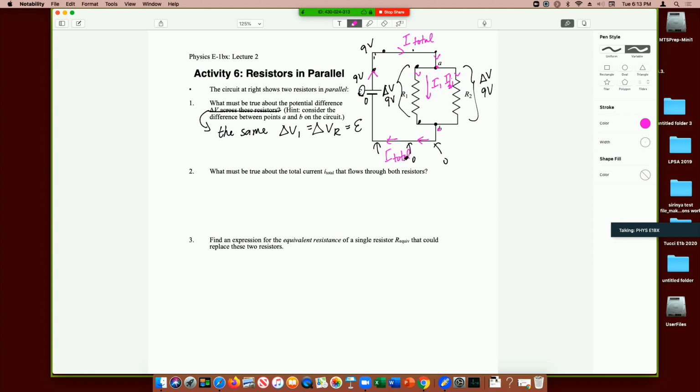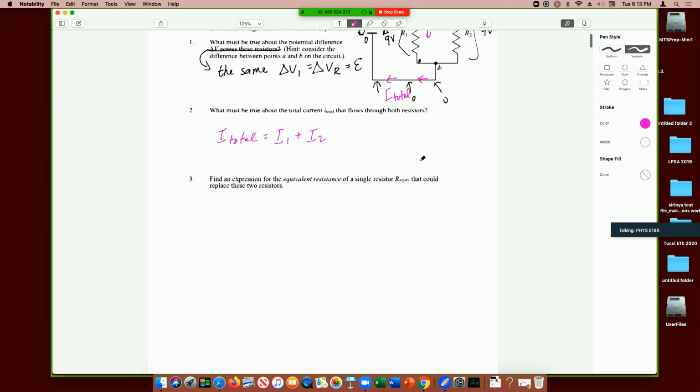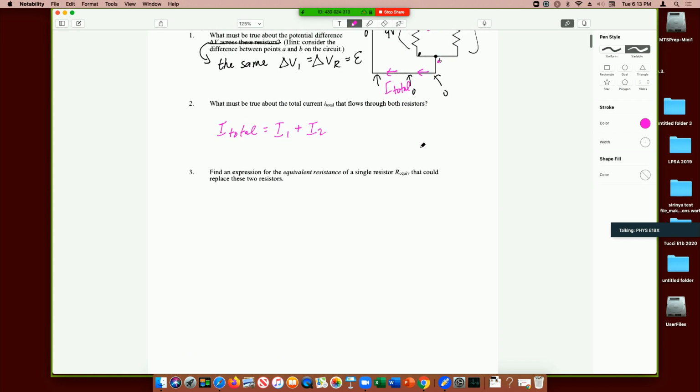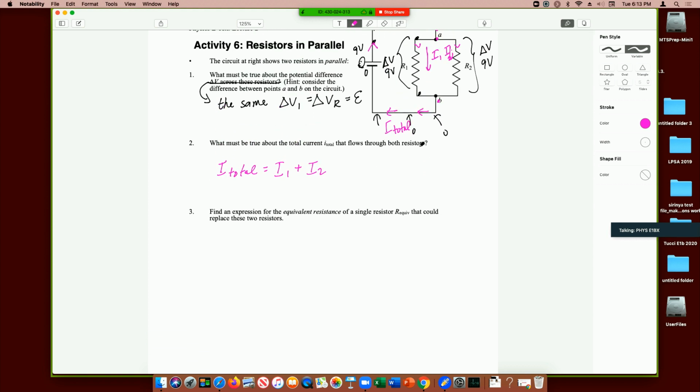So what must be true about the total current that flows through both resistors? The total current has to add, okay? So while the voltage adds in a series situation, the current adds in a parallel situation. It's the exact opposite. So the total current would just be I1 plus I2, the current going through one branch plus the current going through the other branch. Okay, so how would we find an expression for the equivalent resistance if we wanted to replace these two resistors with a single resistor?